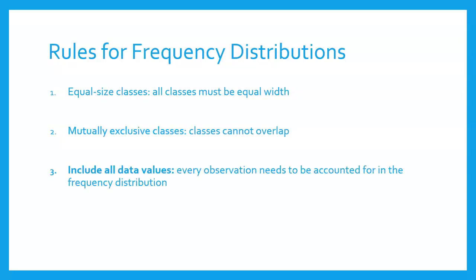It also must include all of your data values. So every single observation, every single data point needs to be accounted for in your frequency distribution. You can't leave any out.